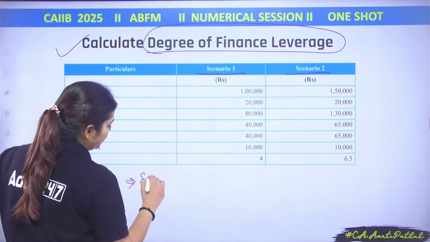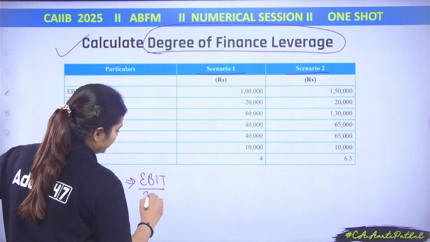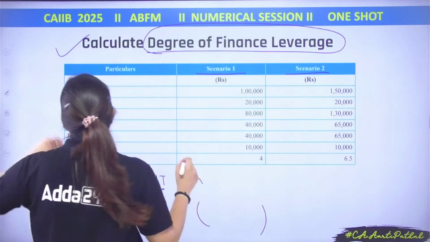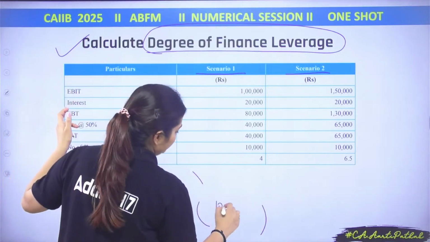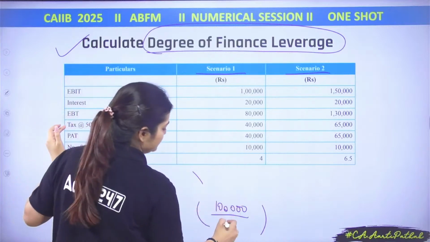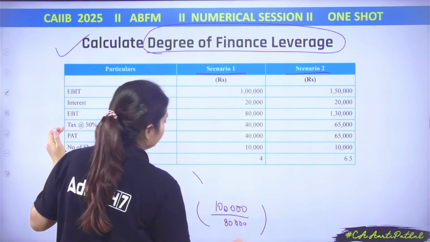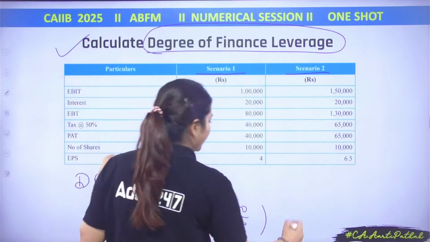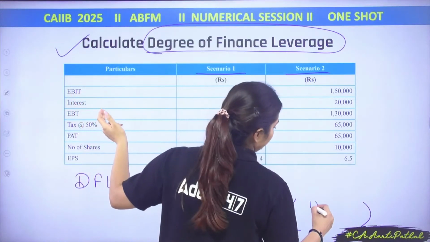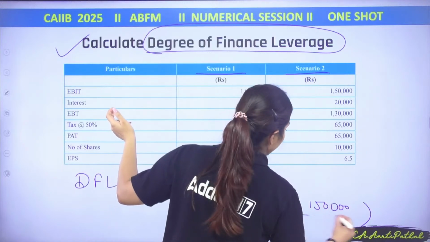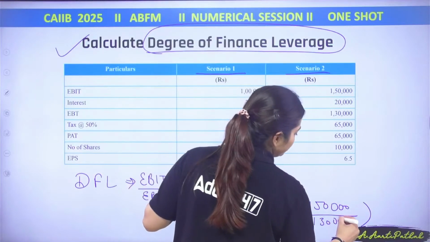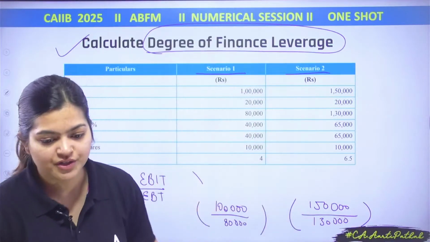What is the formula you need to use? EBIT divided by EBT. In case of scenario 1, your EBIT is 1 lakh divided by EBT, that is 80,000. Then in case of second scenario, your EBIT is equal to 1,50,000 divided by EBT, that is 1,30,000. So for scenario 1, what is your answer?